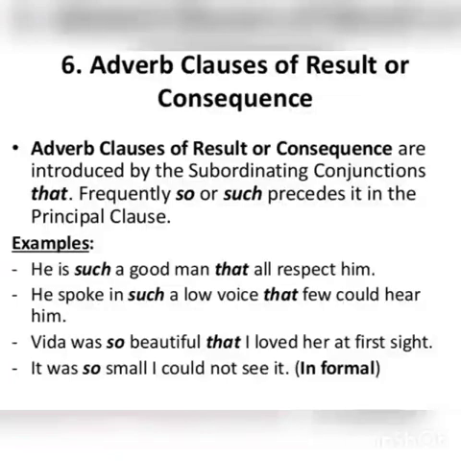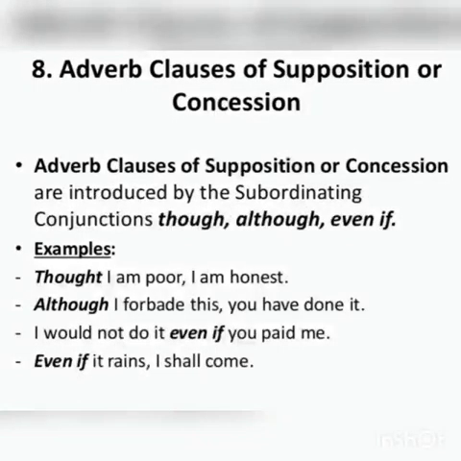So let us see an example here. He is such a good man that all respect him. So you see the subordinating conjunction here is that. But in the main clause you will see such. So the main clause here is he is such a good man. Subordinate clause is that all respect him. This is an adverb clause of result and the other name for adverb clause of result is adverb clause of consequence.